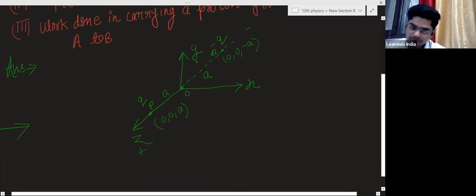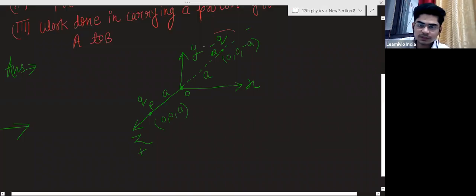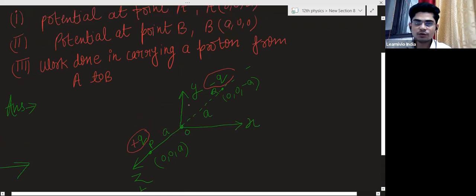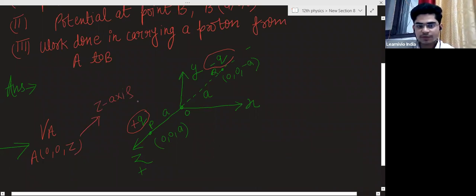So basically, what you can see from here is that this is a dipole. This is a minus q charge here, this is a plus q charge here, and these two charges are separated by some distance. So this is a dipole. Now we want to calculate the value of potential at point A, which is given at 0 comma 0 comma z. So this point will lie on the z axis.